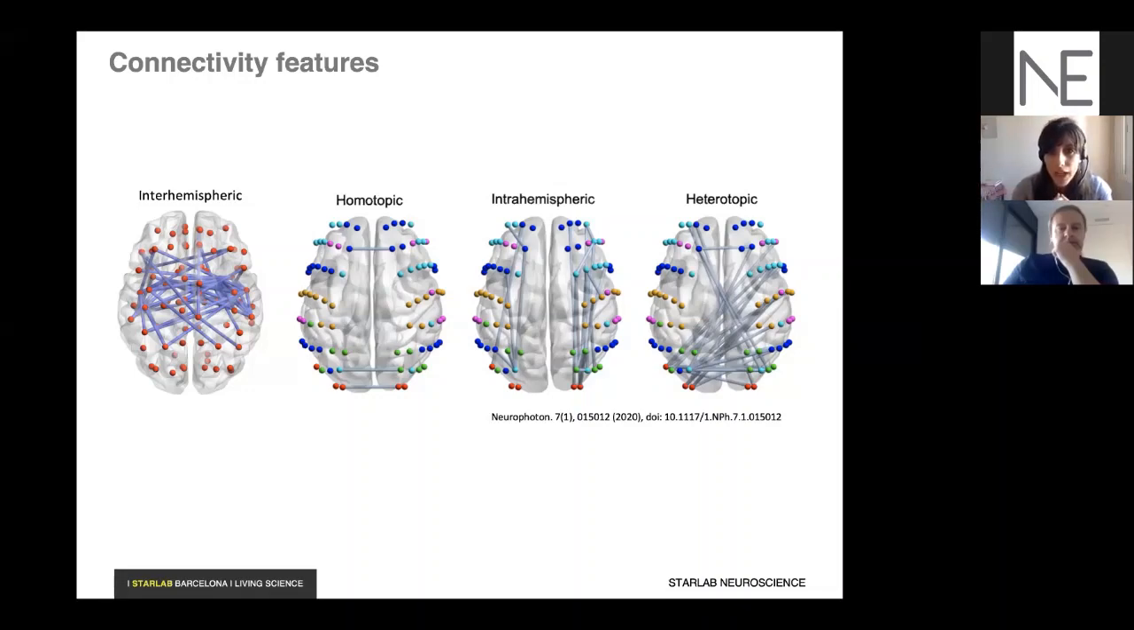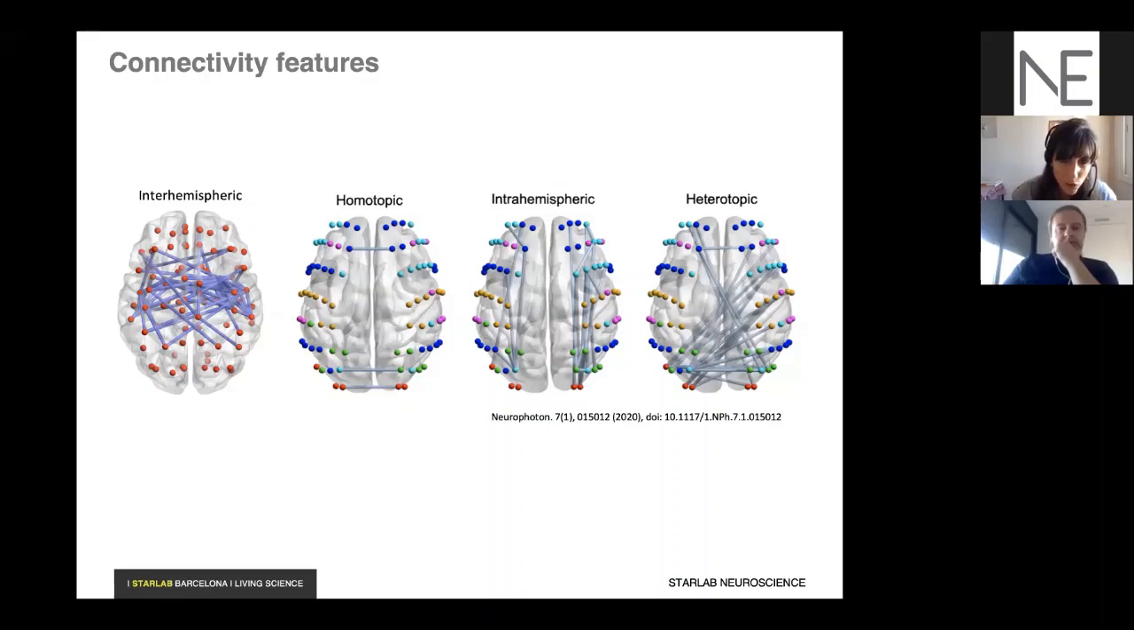Then you would have the intra-hemispheric connectivity, which would be the connectivity within the same hemisphere. And then you would have the heterotopic connectivity, which would be the connectivity with the other hemisphere, but not the homotopic one. So the interhemispheric connectivity, as defined here, would include both the homotopic and the heterotopic connectivity. Once you have done that, you can even extract some features from the graphs that you have created, but unfortunately I will not go onto this topic.